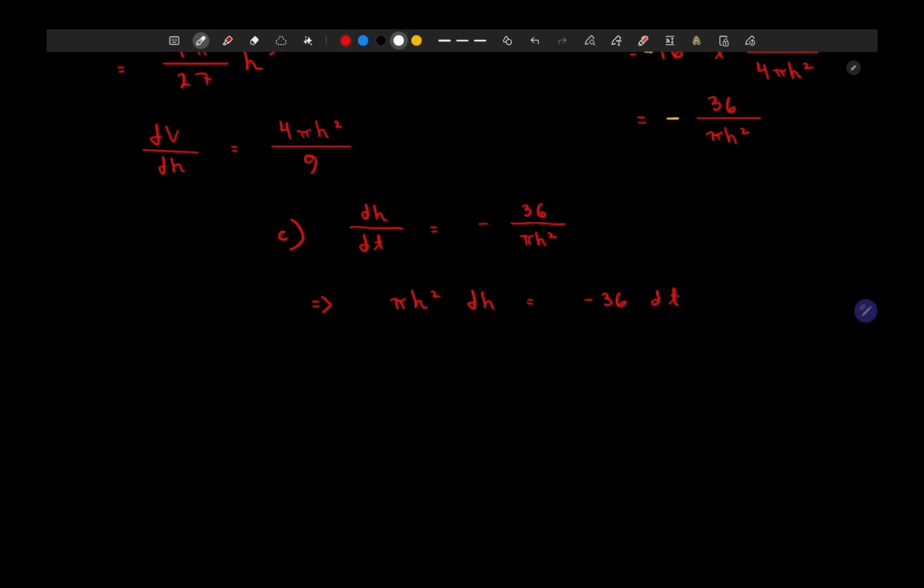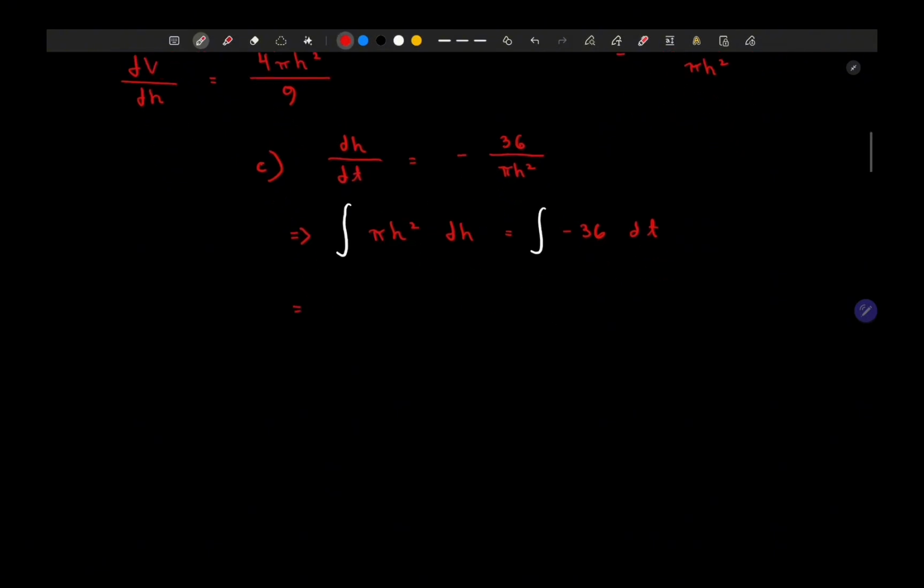And then the second step would be to put an integral sign on both sides of the equation to keep it balanced. So this will be pi h cubed divided by 3 equals negative 36t plus c, or you can add the plus c at the very end. So the value of t will be equal to pi h cubed divided by 3 times 36, which is 108, negative 108 plus c. So that is the value of t.